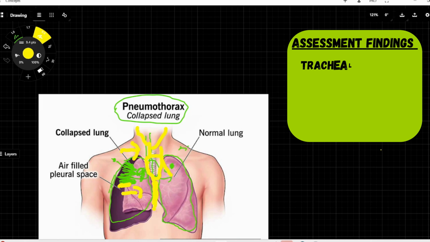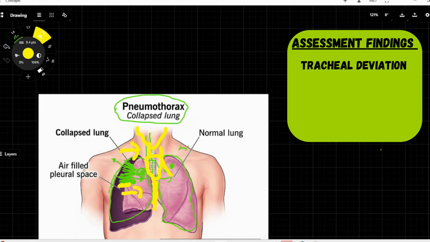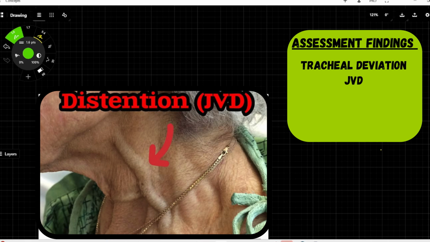However, you can see it much earlier on the chest x-ray. So if you're transporting a patient from facility to facility and you have access to the chest x-ray, you're going to see it on there long before you'll see the patient present with it. The other thing is the vena cava is being smashed, and that back pressure from the vena cava is going up into the jugular veins, and this is going to lead to JVD, or jugular vein distension.